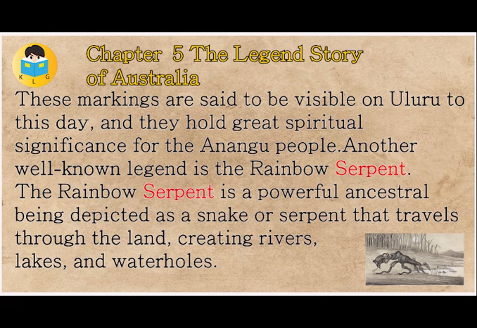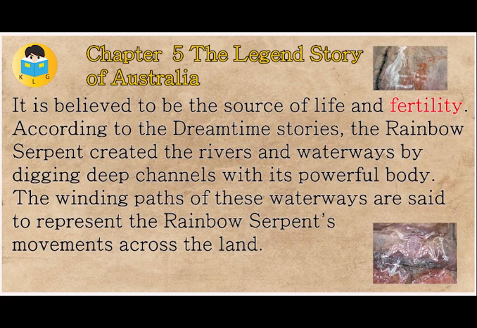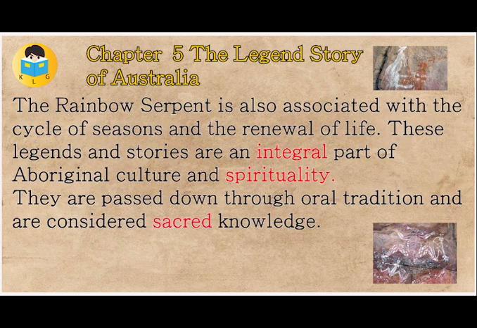Another well-known legend is the Rainbow Serpent. The Rainbow Serpent is a powerful ancestral being depicted as a snake or serpent that travels through the land, creating rivers, lakes, and waterholes. It is believed to be the source of life and fertility. According to the Dreamtime stories, the Rainbow Serpent created the rivers and waterways by digging deep channels with its powerful body. The winding paths of these waterways are said to represent the Rainbow Serpent's movements across the land. The Rainbow Serpent is also associated with the cycle of seasons and the renewal of life.